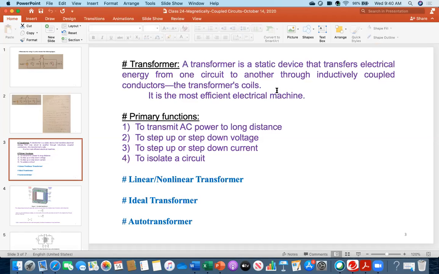Now there are varieties of transformers, like linear or nonlinear transformers, ideal transformers, autotransformers, and even other types. But in this class, I have narrowed it down. I will be discussing only these, and that is enough for you at this level. Now let me take you to the whiteboard to understand the theory of the transformer, and then I will come back to this slide. Hold on.